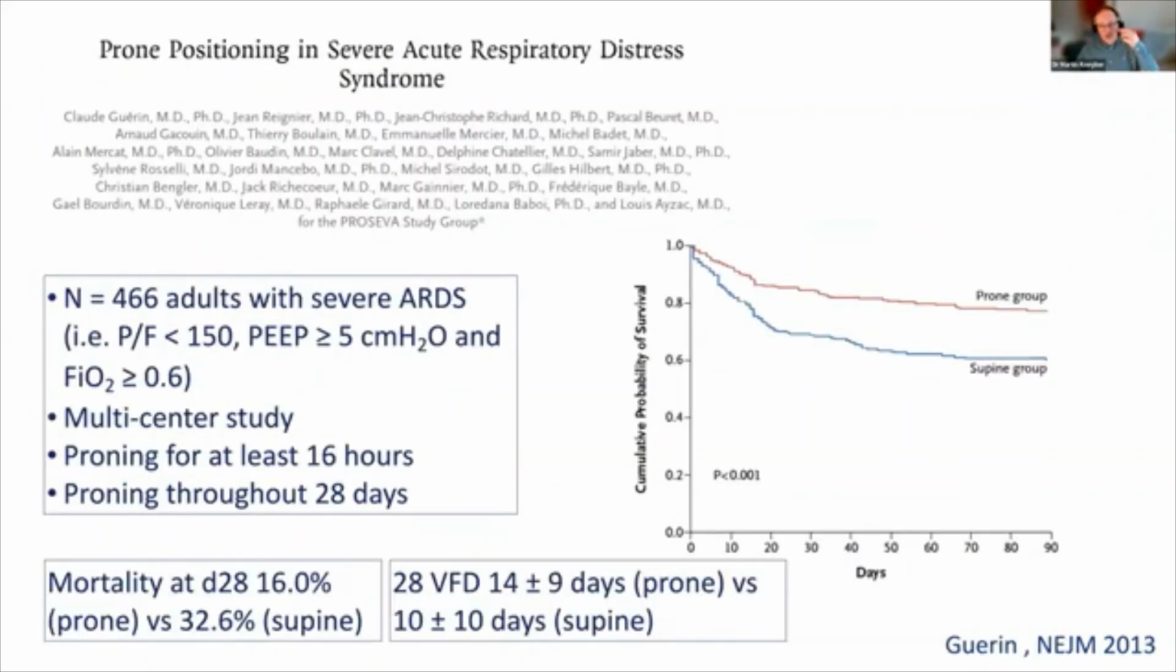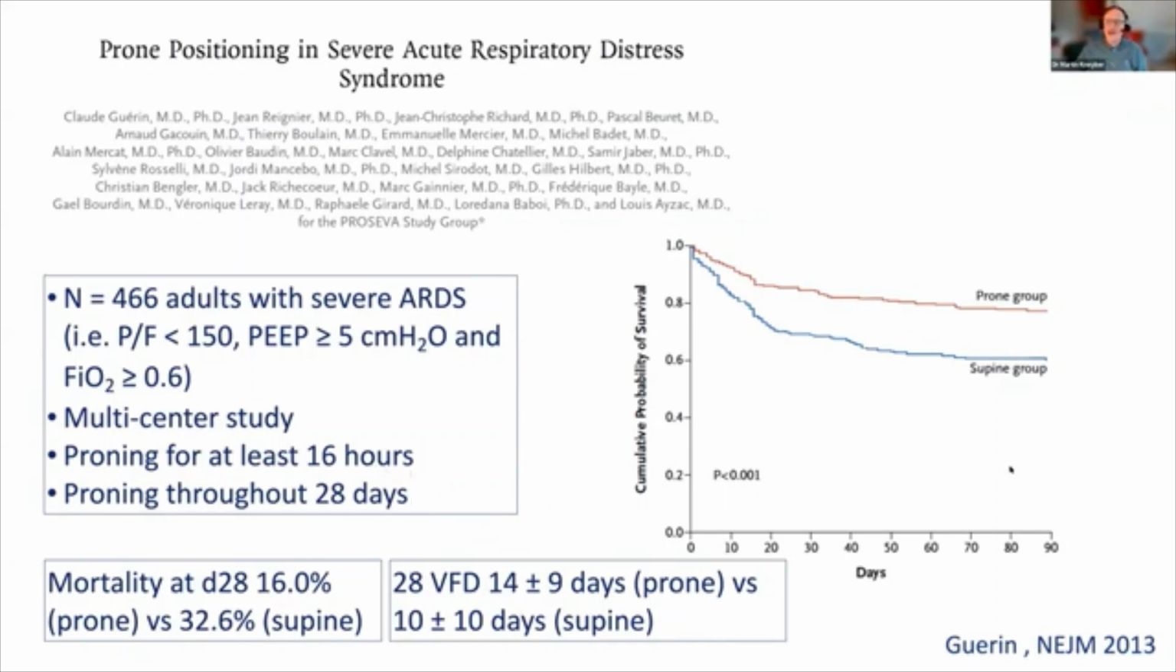Well, that finding was used by Claude Guérin in his landmark paper, randomizing adults with moderate to severe ARDS, because he had a PF ratio cutoff of 150, with a PEEP of at least 5 and FiO2 greater than 0.6, in a multi-center study where they were randomized to prone positioning for at least 16 hours per day throughout 28 days.